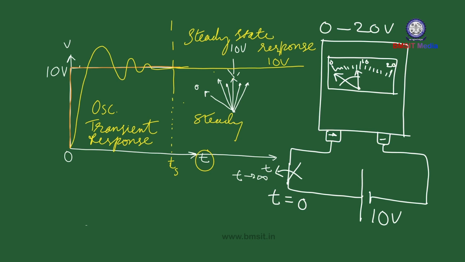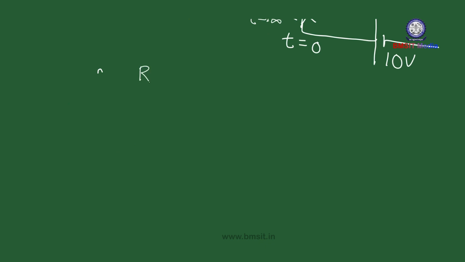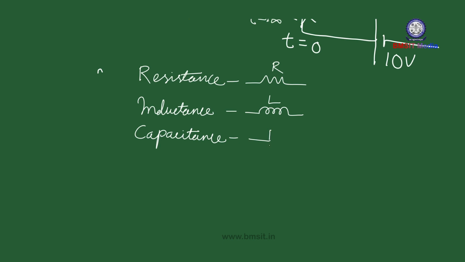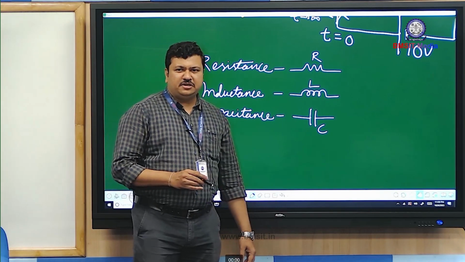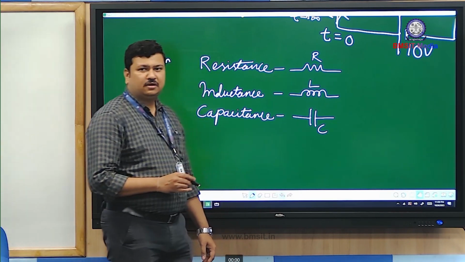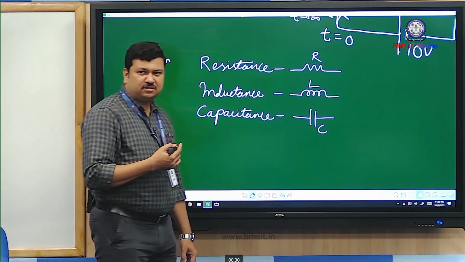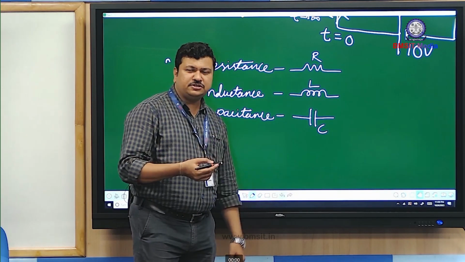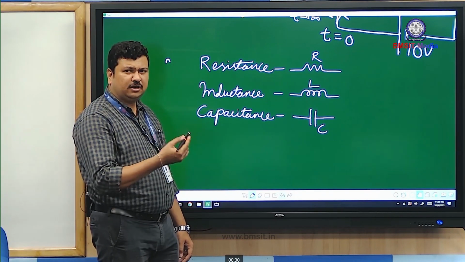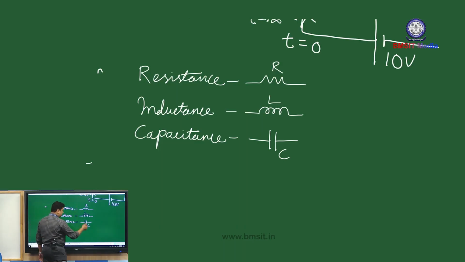So when I consider an electrical circuit, electrical circuits are always characterized, or realized, by three components: resistance, inductance, and capacitance. So the response of these circuit elements depends upon time. What we study initially in this part is how these elements respond to the applied voltage or applied current when the switch is closed.